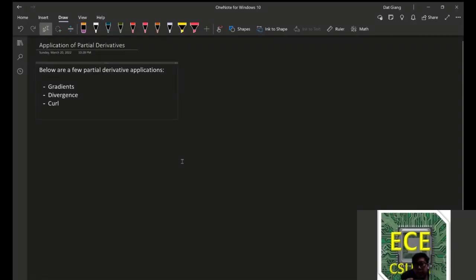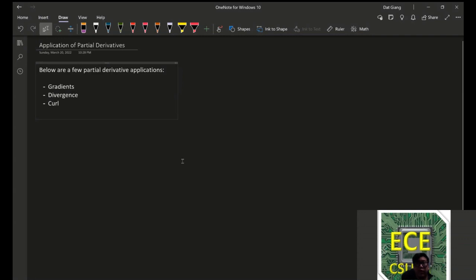Here, we now wrap up partial derivatives by discussing a few partial derivative applications, and that includes gradients, divergence, and curl. While there are more specific examples, all of them fall into the general category of these three. For example, if we talk about Maxwell's equations, it follows divergence and curl.